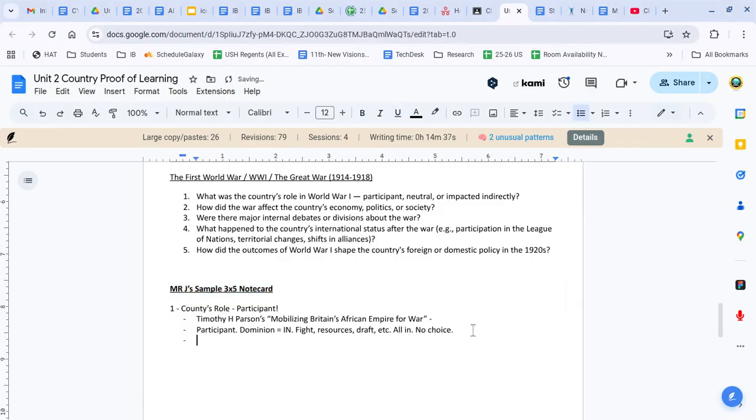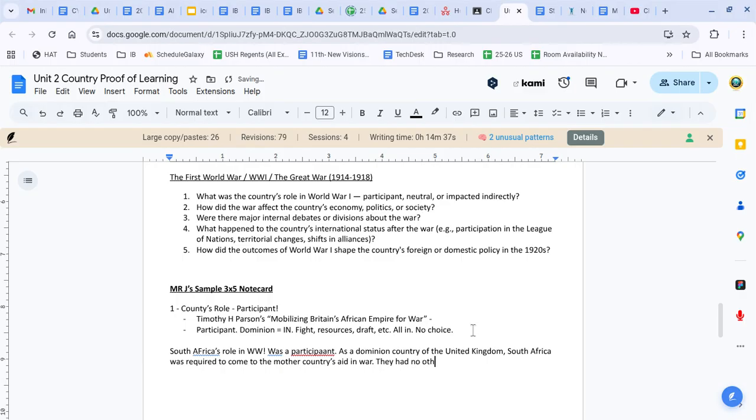How would I use this on the day of the test? Well, let me see. What was the country's role in World War One? South Africa's role in World War One was a participant. As a Dominion country of the United Kingdom, South Africa was required to come to other countries' aid in war. They had no other choice.